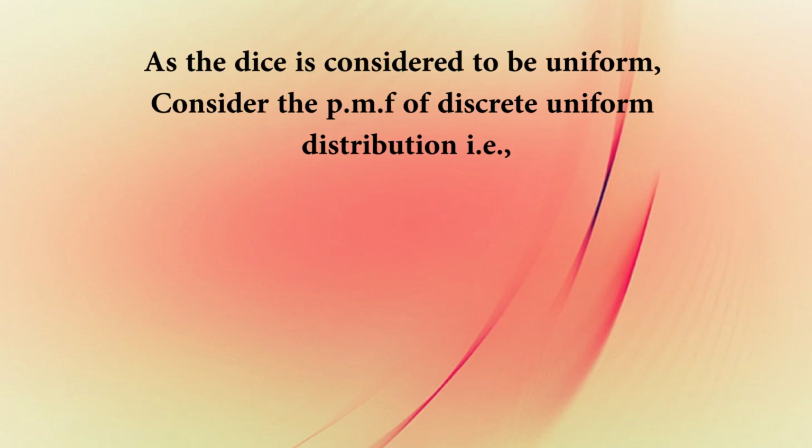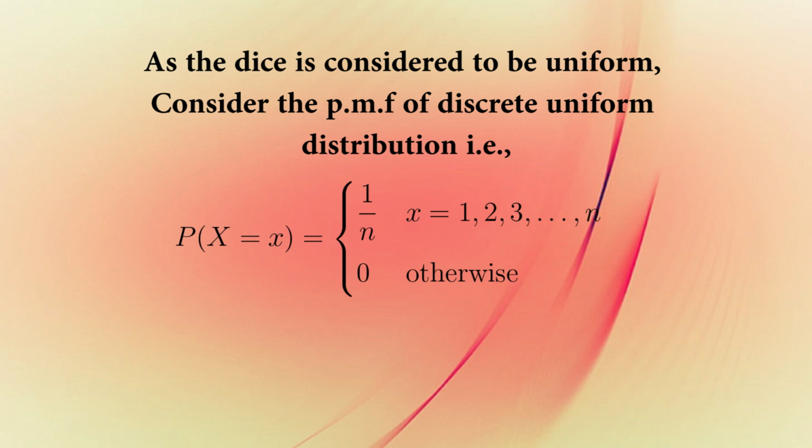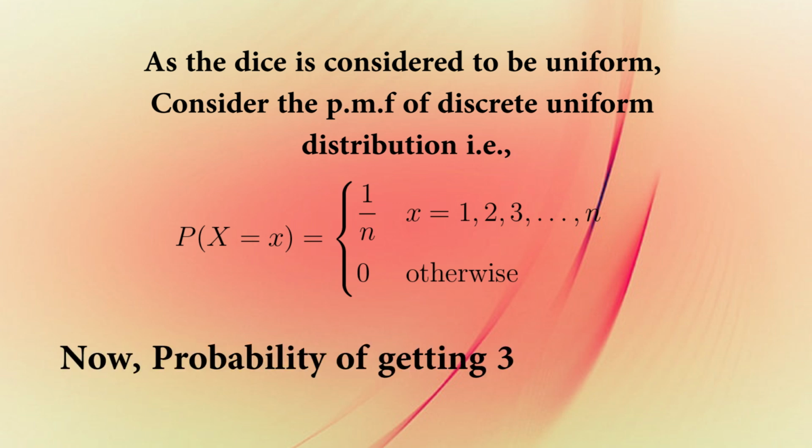As the die is considered to be uniform, by considering the probability distribution of discrete uniform distribution, that is, probability of X equal to x is 1 divided by n, for x equal to 1, 2, 3, etc. up to n and 0 otherwise, where n is the number of possible outcomes. In this case, n is equal to 6. We have probability of X equal to 3 is equal to 1 by 6.